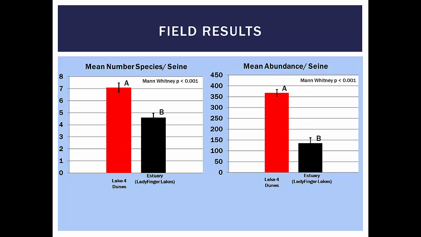We wanted to compare the estuary and the dunes lakes on a couple of different factors. This is the mean number of species per seine, which was significantly higher in the dunes lakes. The mean abundance per seine was also higher in the dunes lakes, so those are both significant. But the important thing to note is that even though this is like 360, we're getting a lot of little fish. We're not getting 360 snook or tarpon. So the lakes themselves are very productive and can support a really large population, especially of those small grazer fish.